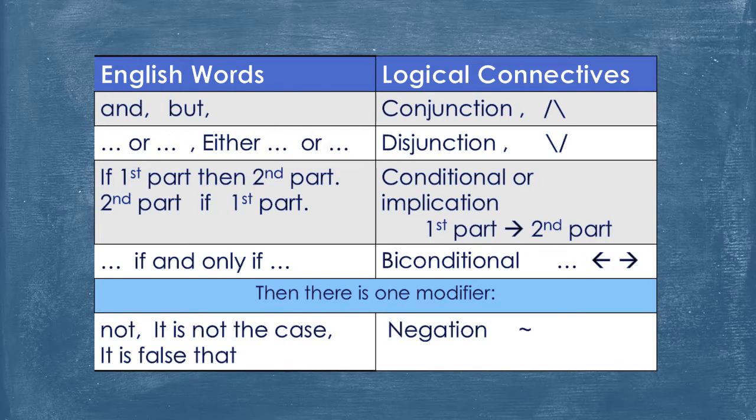We have one modifier that we're concerned with. It's called a negation, and it's symbolized by this tilde here. It's used when we have the word not, or it is not the case, or it is false that. Not is usually used with a single verb or noun or adjective, whereas it is not the case is used to modify a complete sentence that may be a simple statement or a compound statement. Likewise, it's false that works the same way as it is not the case. It's used for the whole sentence.